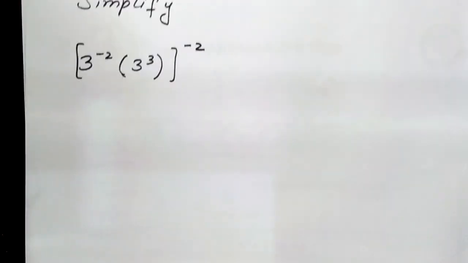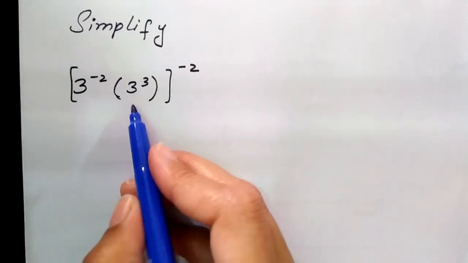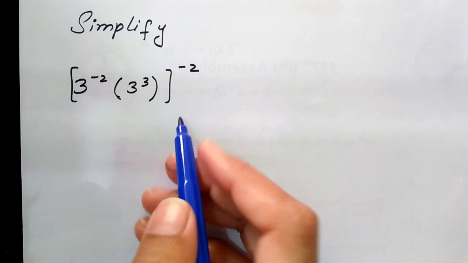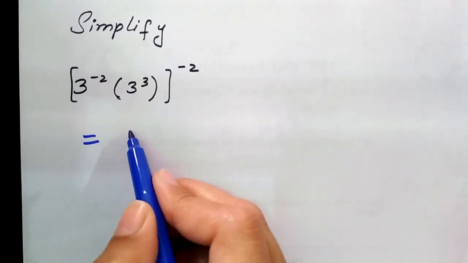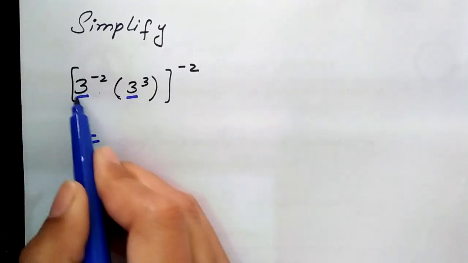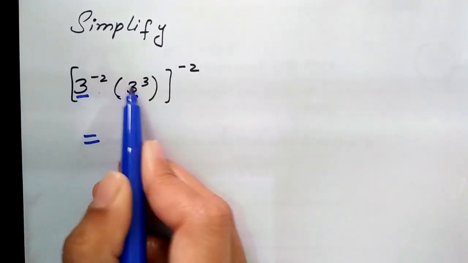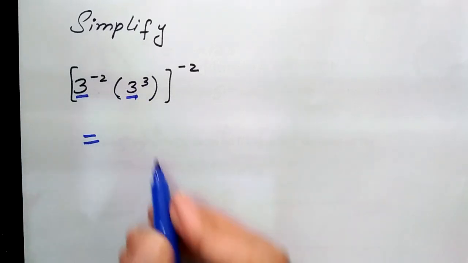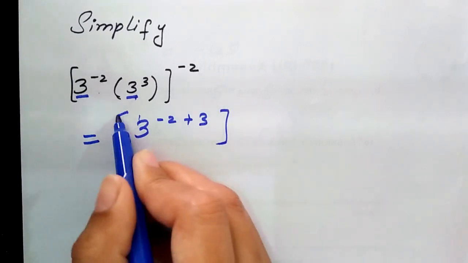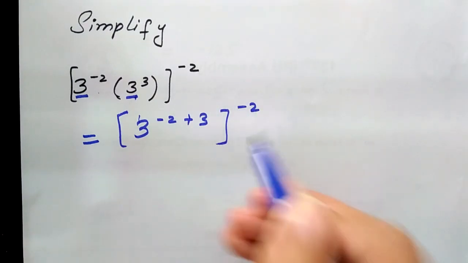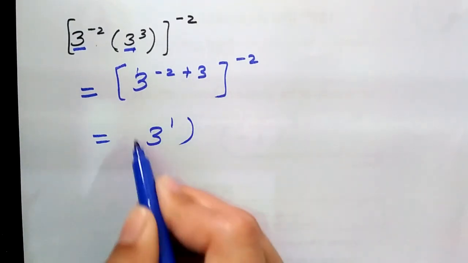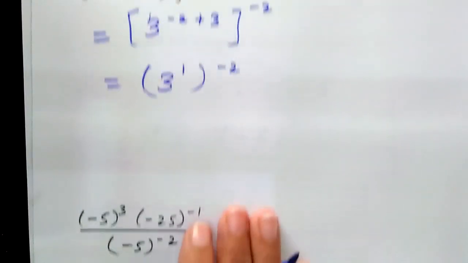Now in order to solve this question, we have to simplify it. Then how are we going to simplify it? I will just use the laws of exponents. Since we have the same base 3 and both are multiplying with each other, we can add their powers, like 3 raised to power minus 2 plus 3. And the whole power, that is negative 2, will remain the same. And I will get 3 raised to power 1 and minus 2 as it is.